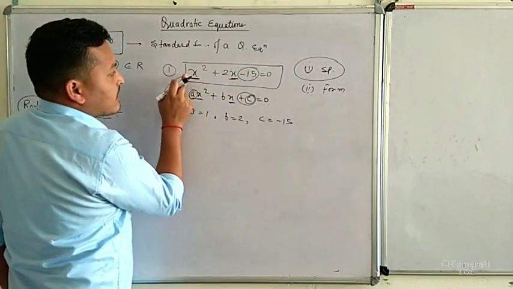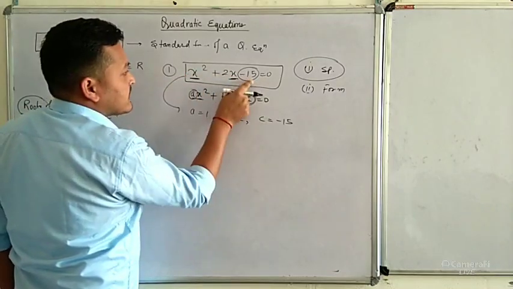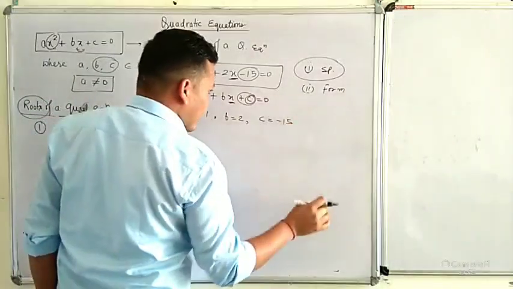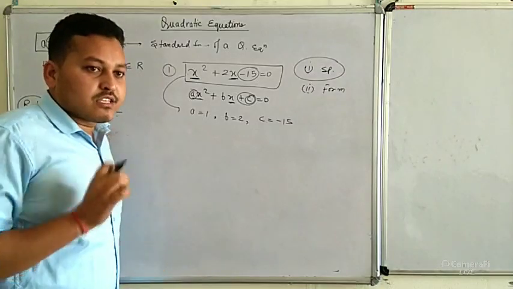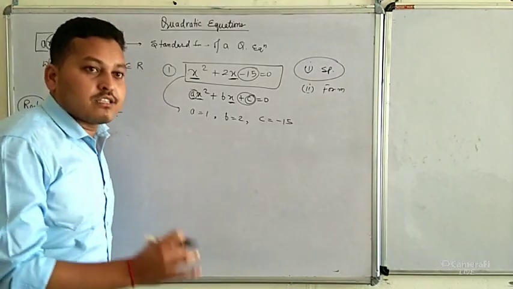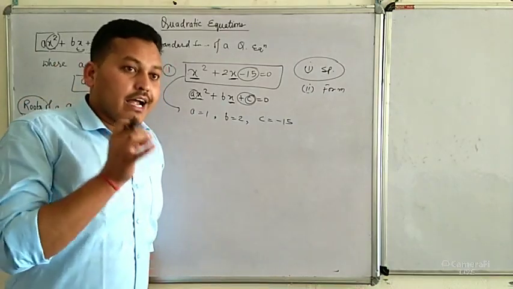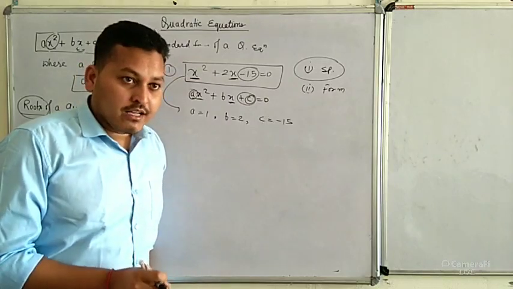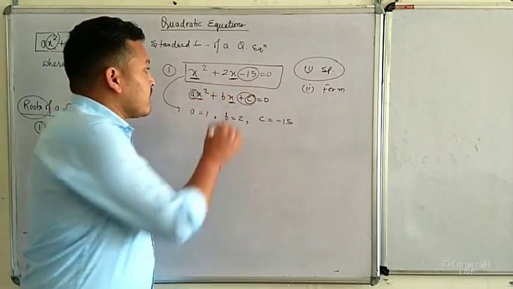Now the multiplication of a and c. What is the multiplication of a and c? A is 1, c is minus 15. So minus 15, we can take the 15. Now find the factors of 15 in such a way that the difference or addition of the factors of 15 is equal to b.